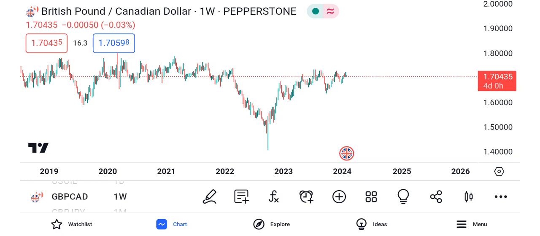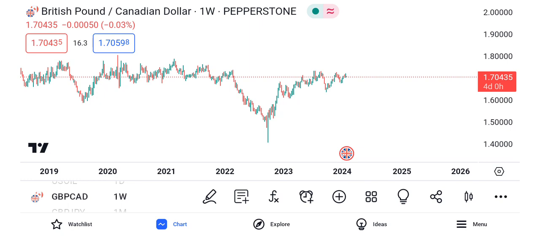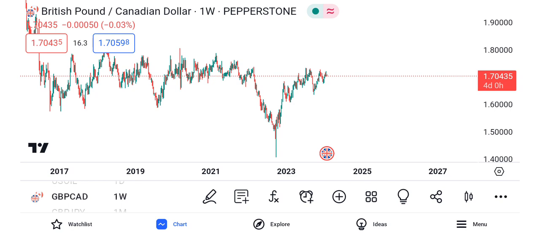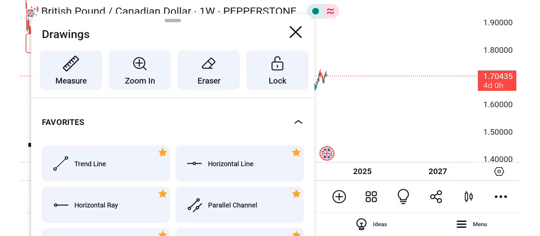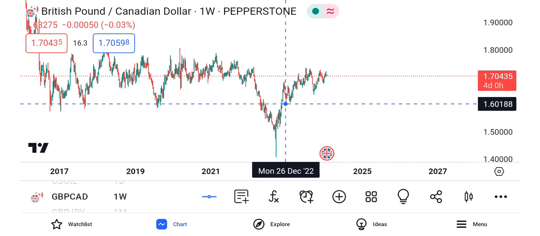So firstly, what do you need to do? You need to check the current market price, where the market is, and we can see the market is currently at 1.70435. So what do we need to do? Let's shrink our chart, and then we start from a round figure. Don't try to start from the middle. I advise you to start from the round figure so you won't be confused. So I would like to use this horizontal line.